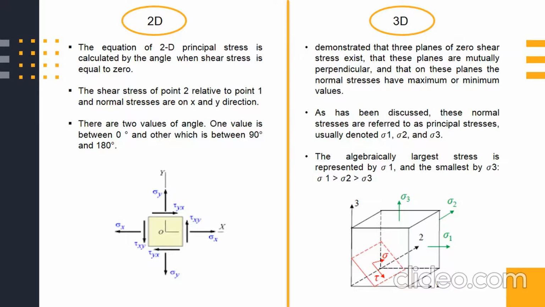For 3D, it demonstrates three planes of zero shear, and the planes are mutually perpendicular, having the maximum and minimum values. The normal stresses are referred to as sigma 1, sigma 2 and sigma 3. In algebraic order, the largest stress will be sigma 1 whereas sigma 3 will be the smallest. The principal components are sigma 1 greater than sigma 2, and sigma 2 greater than sigma 3. The figure below shows the 3D diagram of the principal stress.